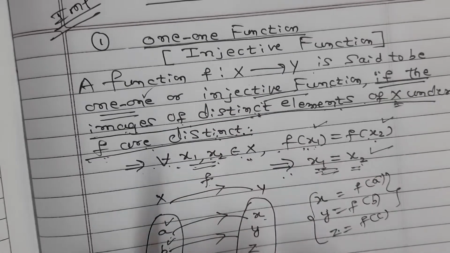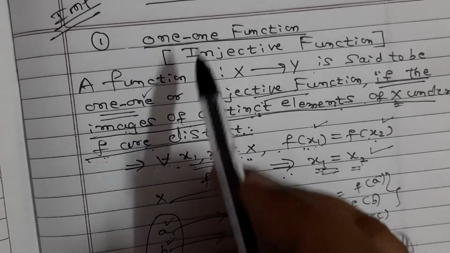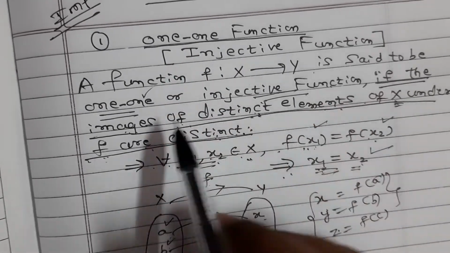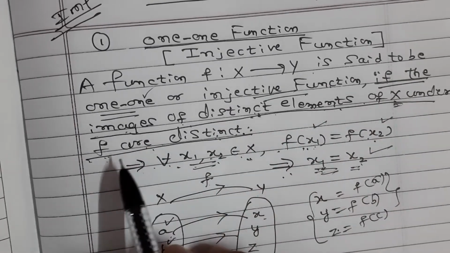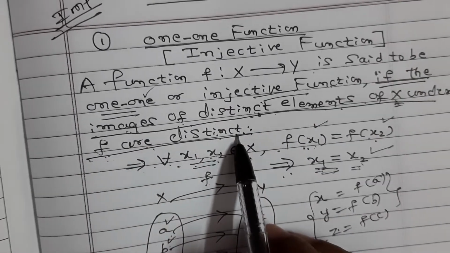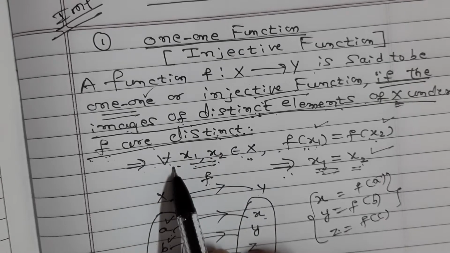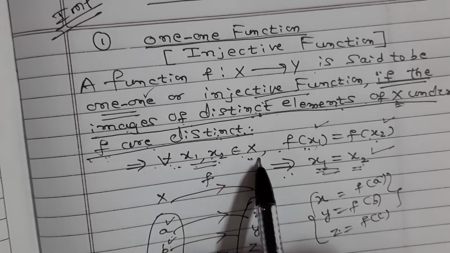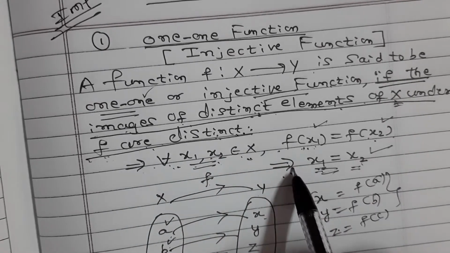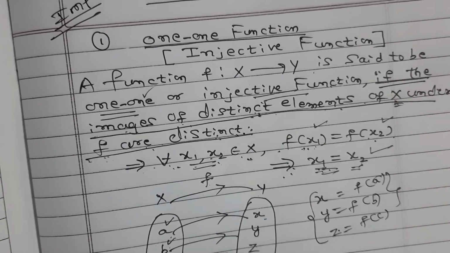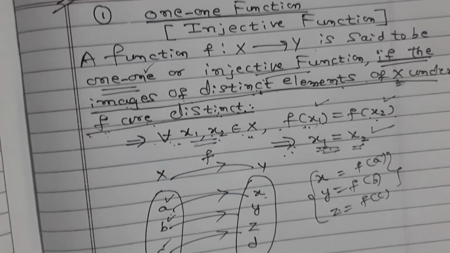So we can give some more examples here. The main thing is, images of distinct elements of X under f are distinct. That is, mathematically, x1, x2 belongs to X, f of x1 is equal to f of x2 implies x1 is equal to x2. So this is one of the very important definitions.